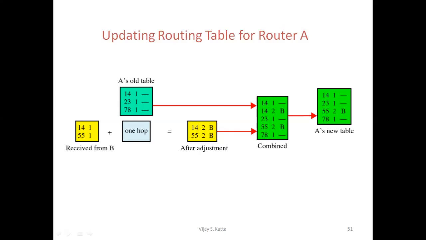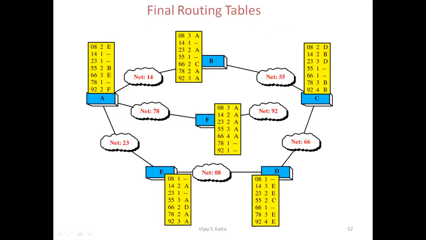So we keep 14.1 dash, 23.1 dash and 78.1 dash, the information already available in router A. Now the new information is 55 via B, so I will add 55 via B. What about 14 via B? We already have the information that to reach network 14 the hop count is only 1, and the new information says to reach network 14 the hop count is 2. So 1 is the shortest, so we will keep this one, and this particular entry will be discarded. So this is the new routing table. In this fashion, each router will update its routing table.